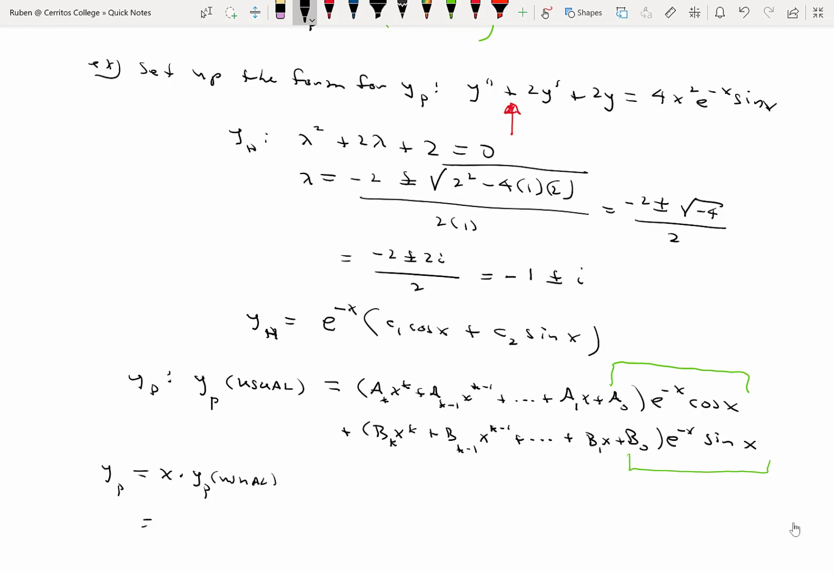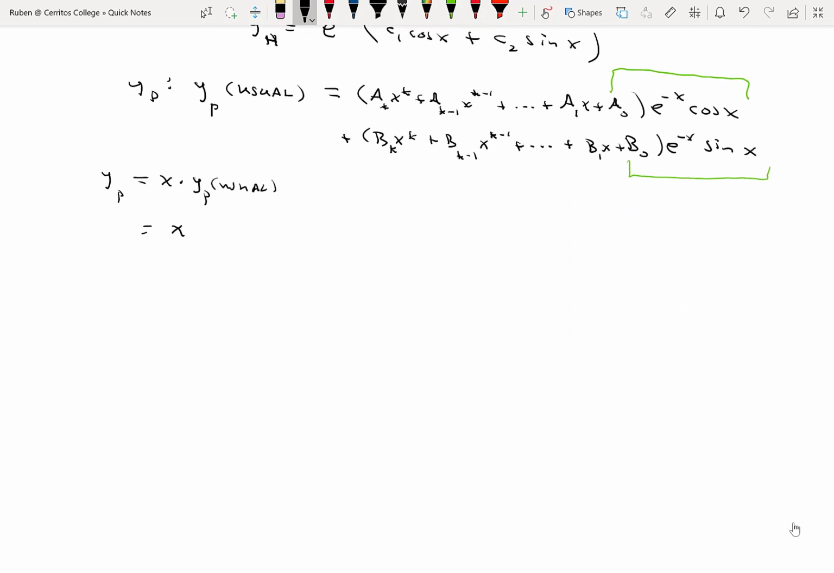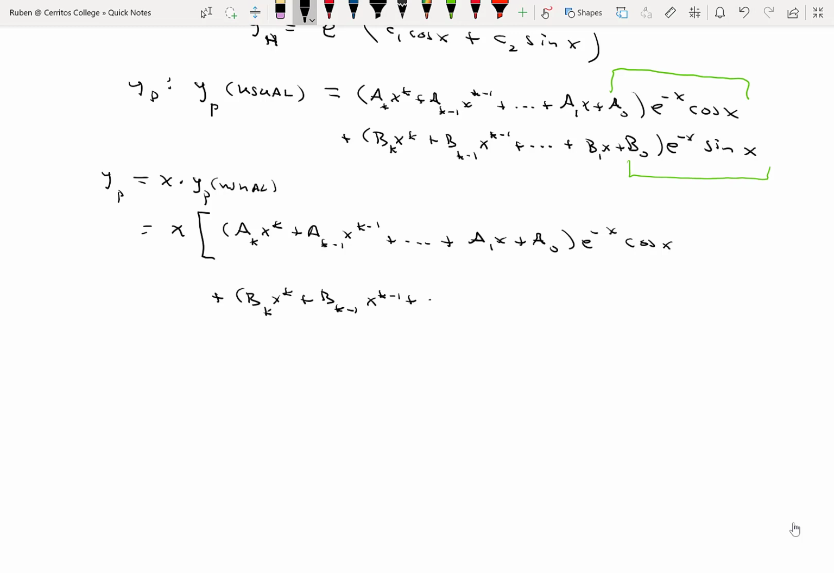And just so you have it in your notes, it's then x times this whole y sub p usual. I'm going to write it out. A sub k x to the k plus a sub k minus 1. If you want to zoom forward 10 or 15 seconds, I wouldn't blame you. I won't say anything super important in this next 10 or 15 seconds. So plus a sub 1 x plus a sub 0 e to the minus x cosine x plus b sub k x to the k plus b sub k minus 1 x to the k minus 1 plus dot dot dot plus b 1 x plus b 0 e to the minus x sine of x and brackets.